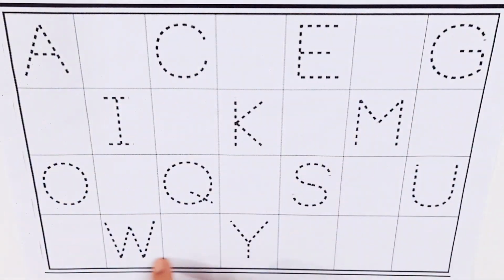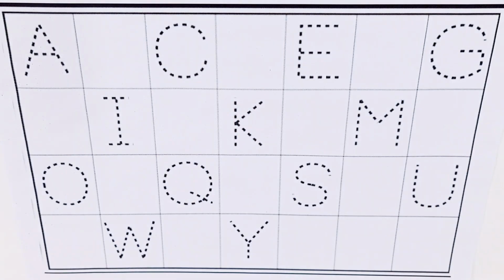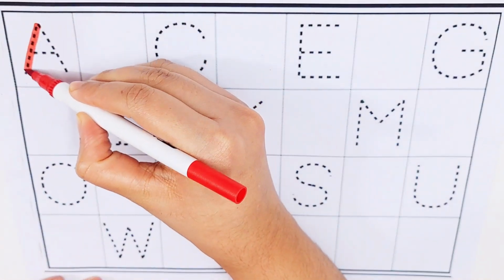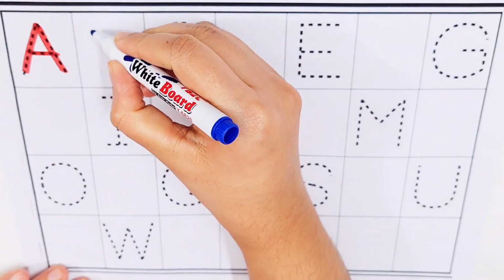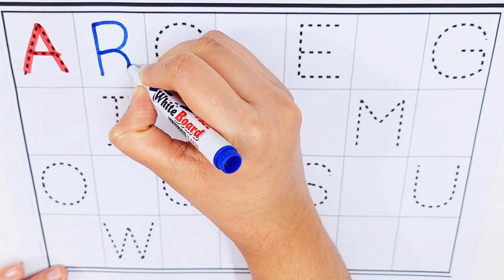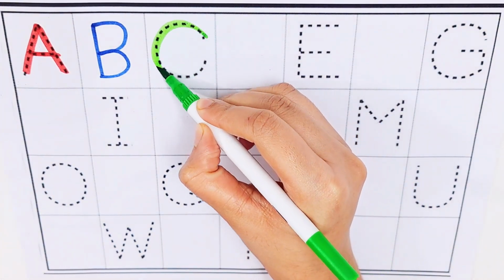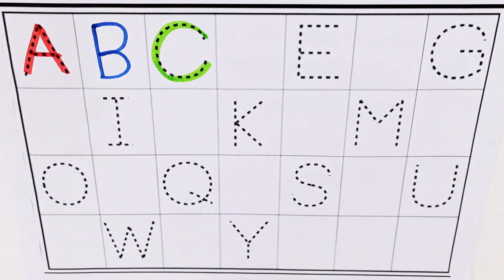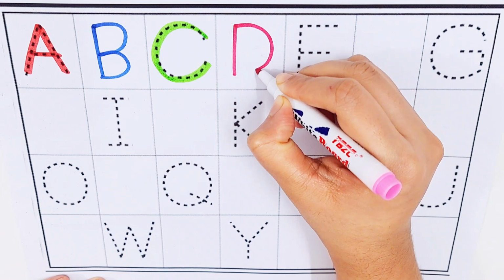Let's try to learn some alphabets. A, B, C, D. A for avocado. B for bus. C for candy. D for dog.